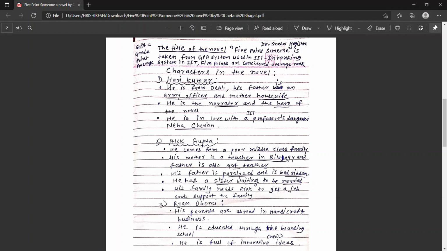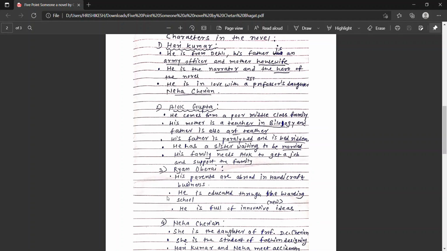Then another important factor is that Alok Gupta has a sister who is waiting to be married, and for marriage, what happens? You need money. His family needs money, and that's why this whole family focuses on Alok, and they need Alok to get a job and support the family. So the second character from this novel is from a poor middle class family whose father is bedridden, whose sister has to be married, and he again has family tension and pressure. Okay.